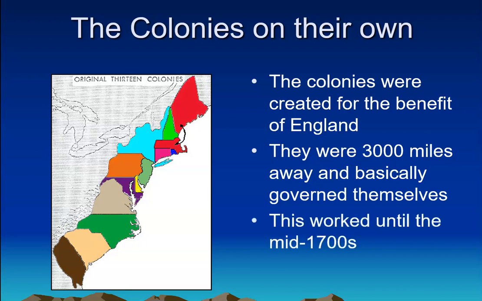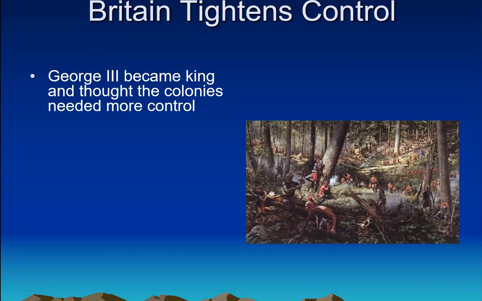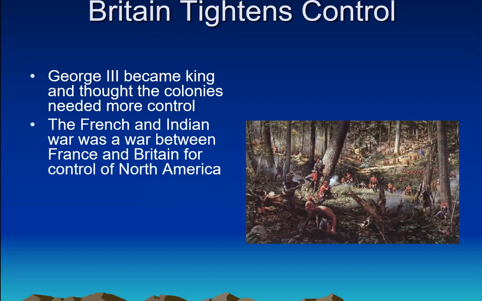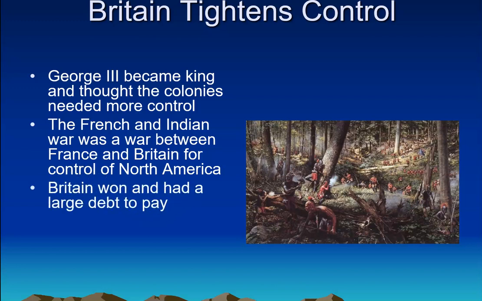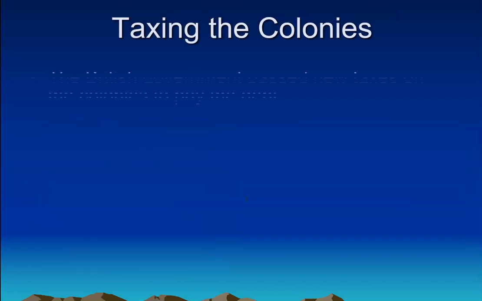This worked well until about the mid-1700s. Now, George III became king, and he thought the colonies needed more control. The French and Indian War was a war between France and Britain for control of North America. Now, Britain won and had a large debt to pay. So, because the war had been fought to defend the colonies, the king expected the colonies to help pay for it. Certainly nothing unreasonable at this point.